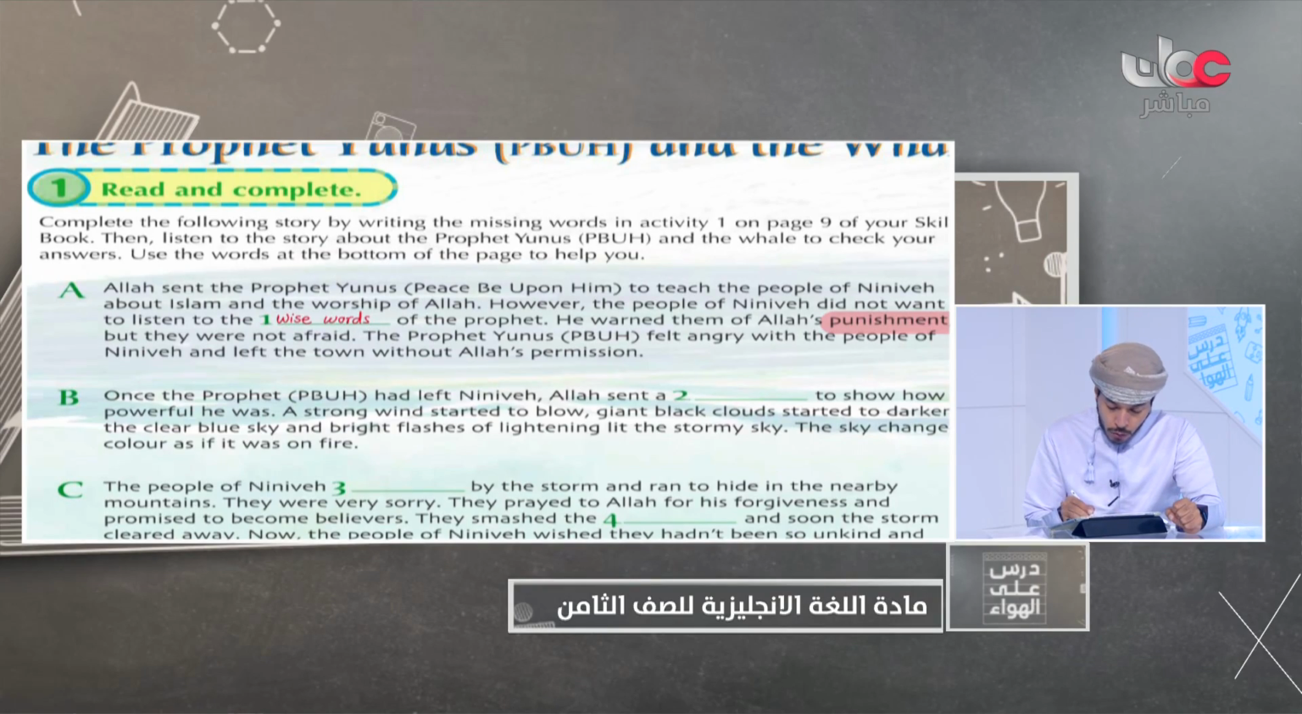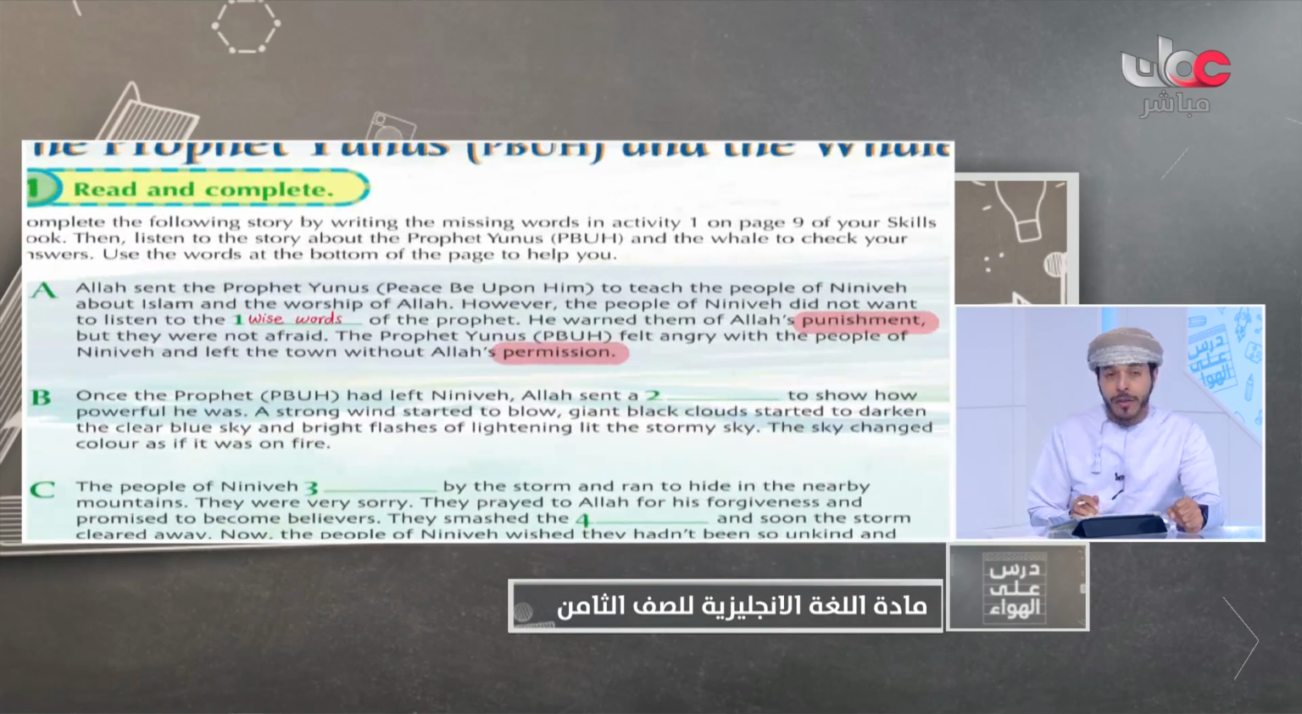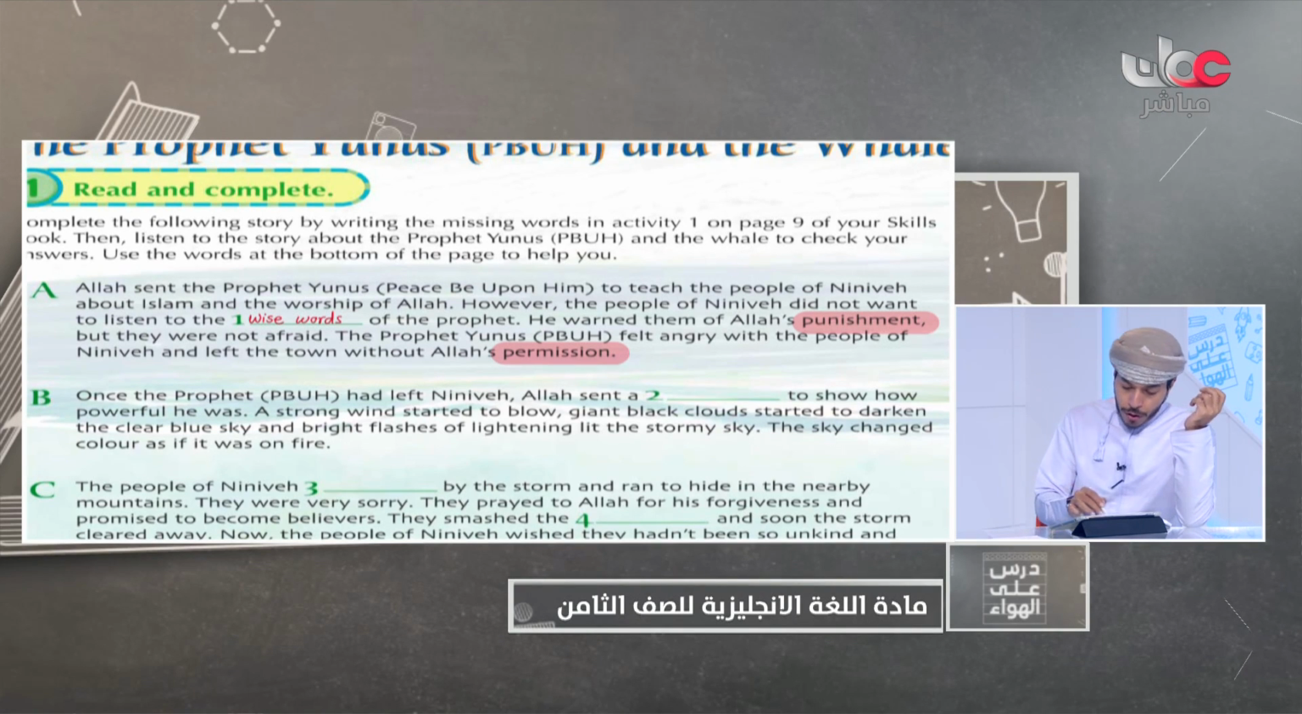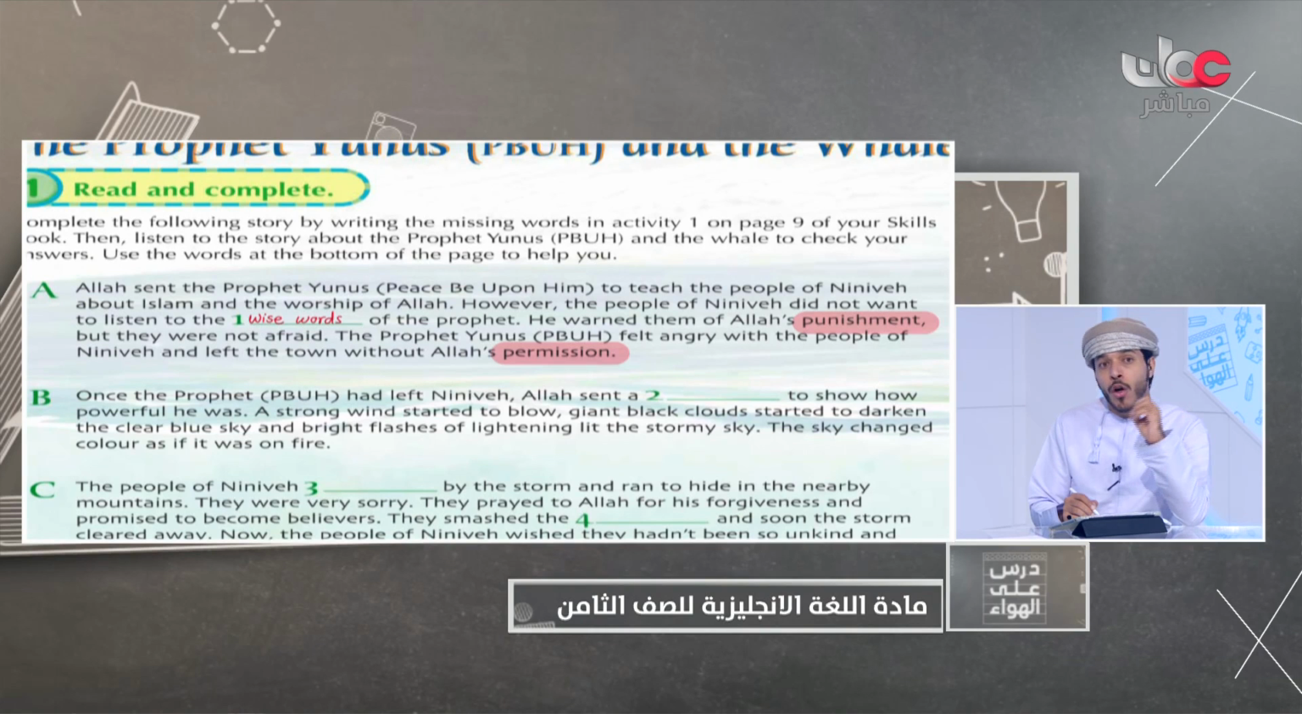And this is another good word to learn, which is permission. Permission means al-udhun. Okay, so when you do something without, for example, your parents' permission, it means that you don't follow their orders, or you don't listen to them. يخالف, okay, because you don't follow their permission. Permission بمعنى إذن, okay, لم يسمح لك بهذا الشيء. Okay, so these people left the town, غادروا من القرية, without Allah's permission. Good, so بدون إذنه.